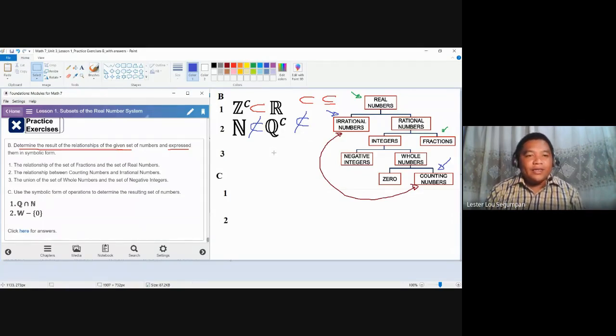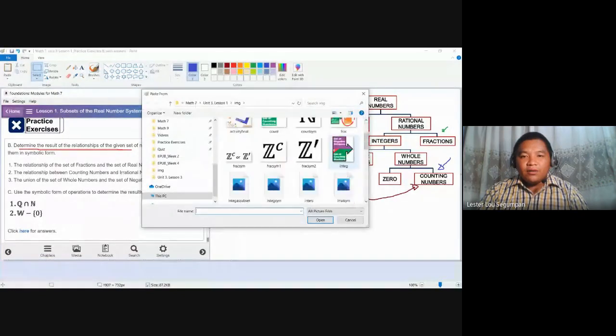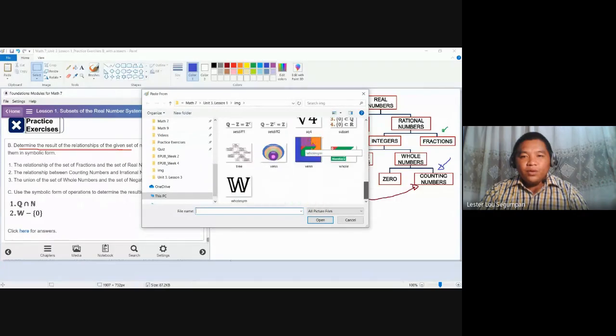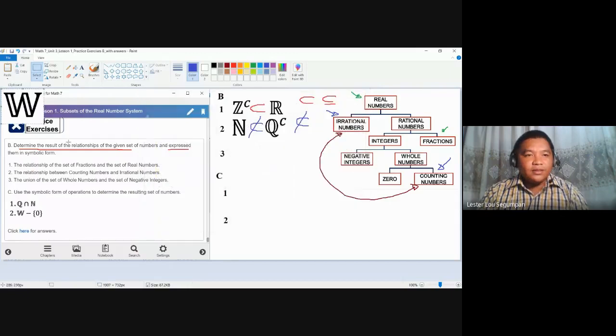Number three, the union of the set of whole numbers and the set of negative integers. So we are asked for the union operation. Let us try to express it in the form of an operation first before answering that. So for the whole numbers, what we use is W just to describe the whole numbers. This is what we use in this module.